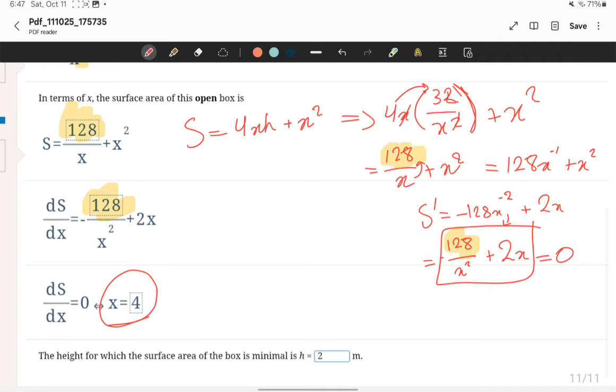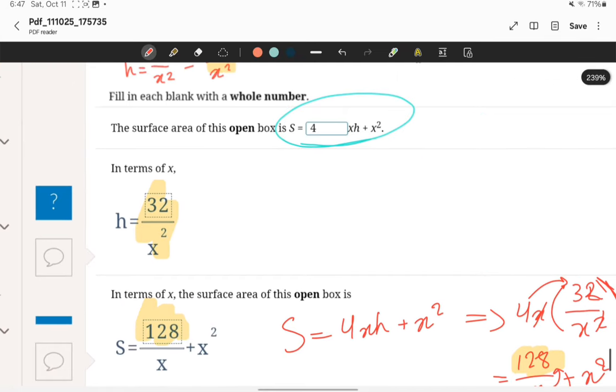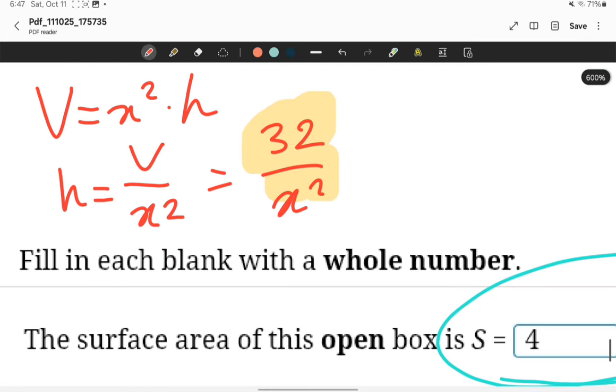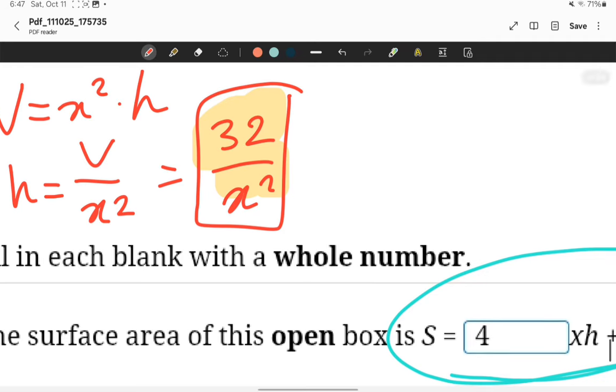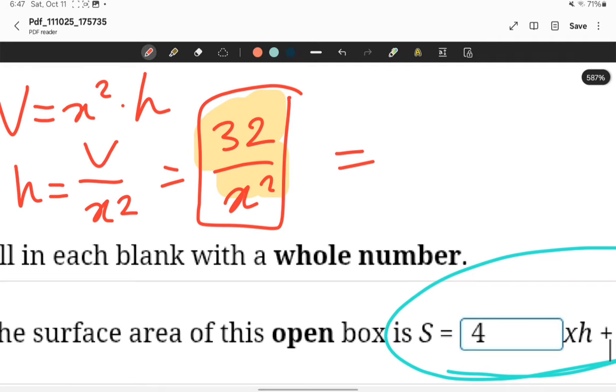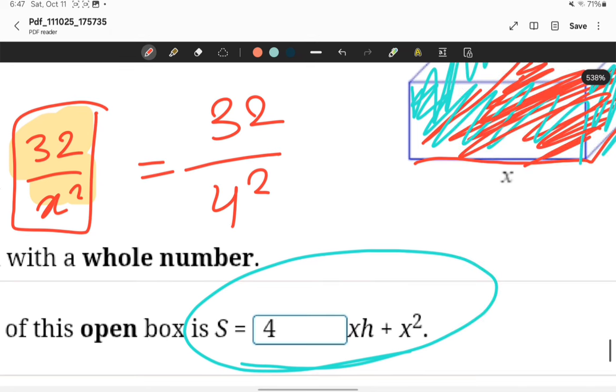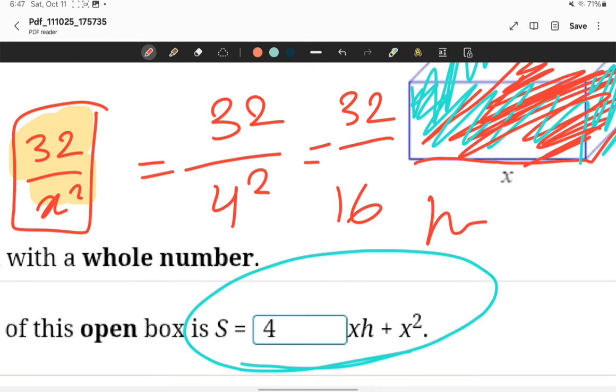Now this last part, the height for which the surface area of the box is minimal. Okay, so now we have our x, right? Now we could go back to our height, which was what? It's 32 over x squared. Now that we know x, we could just substitute 32 over 4 squared, because that's what x is. So it's 32 over 16, so height is 2.